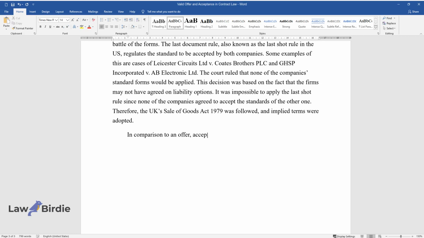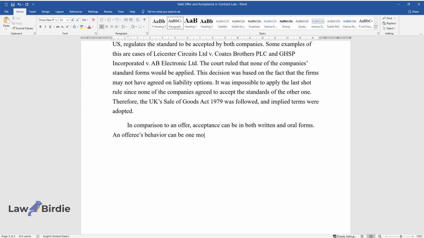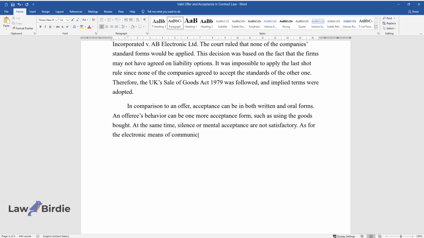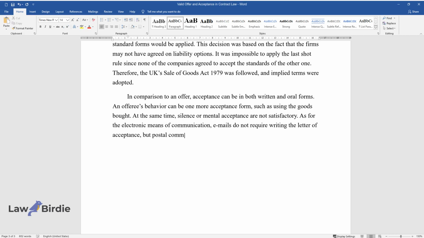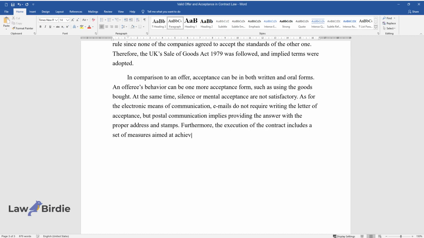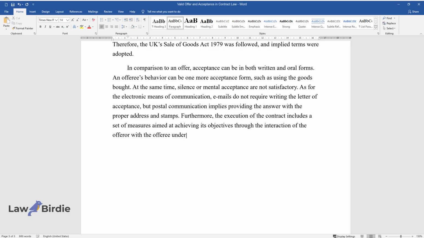In comparison to an offer, acceptance can be in both written and oral forms. An offeree's behavior can be one more acceptance form, such as using the goods bought. At the same time, silence or mental acceptance are not satisfactory. As for the electronic means of communication, emails do not require writing the letter of acceptance, but postal communication implies providing the answer with the proper address and stamps. Furthermore, the execution of the contract includes a set of measures aimed at achieving its objectives through the interaction of the offeror with the offeree under contract law.